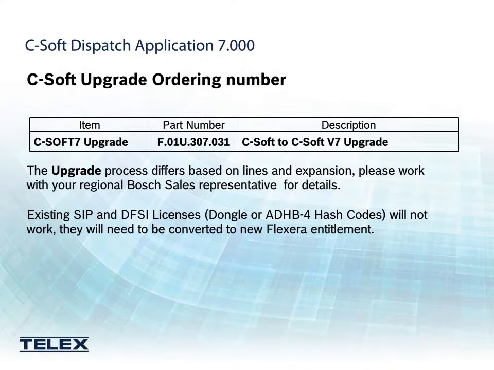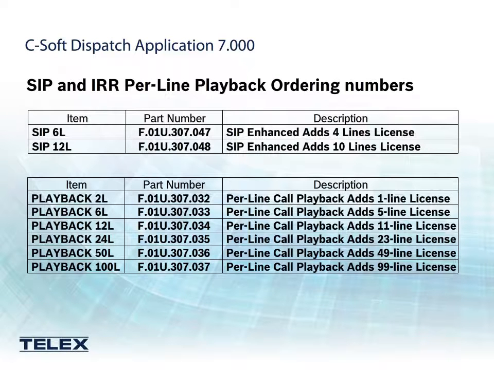Currently, there is an upgrade process for CSOF 6.5 and previous versions to version 7.0. You'll need to work with your regional Bosch sales representative when using this part number. Existing SIP and DFSI licenses, that would be either dongle or ADHB4 hash codes, will not work with CSOF 7. They will need to be converted to the new Flexera entitlements. CSOF 7 SIP and IIR, or per-line call playback ordering numbers, are shown here.